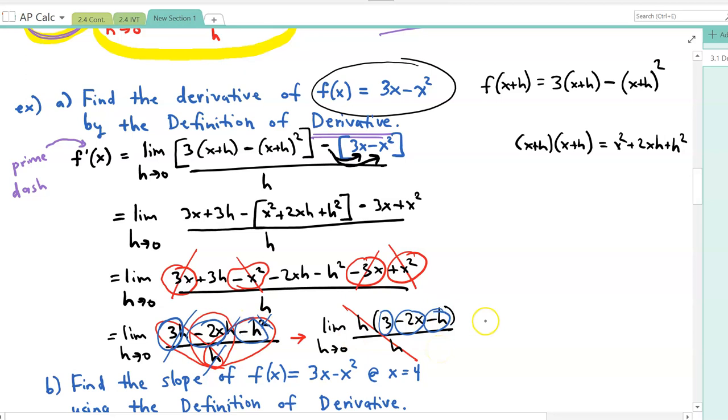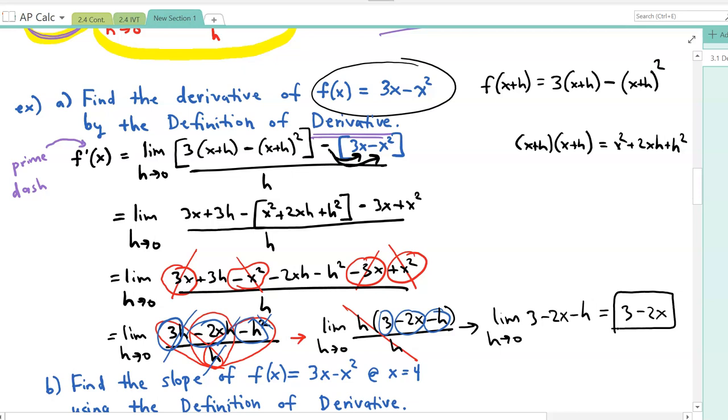So you have the limit as h approaches 0 of 3 minus 2x minus h. At this point, you could do plug and chug. When you plug in 0 for h, you just get 3 minus 2x. And that is the limit. That is the result of that problem.